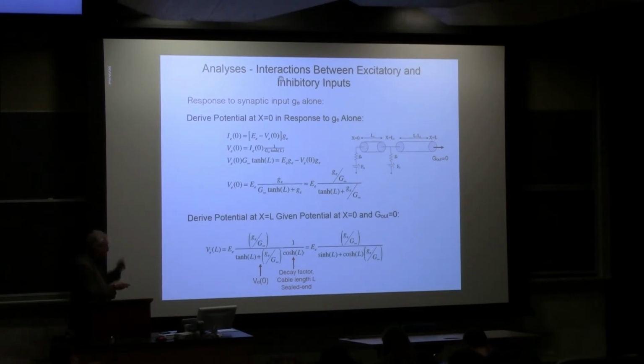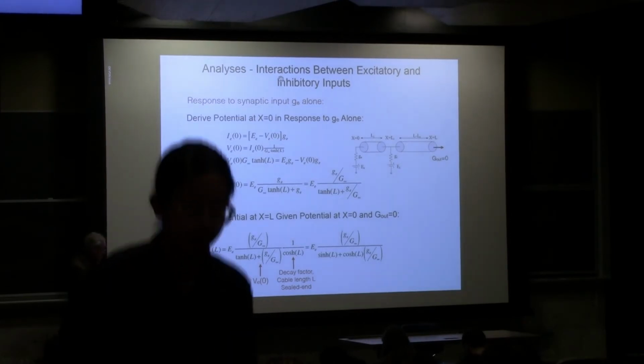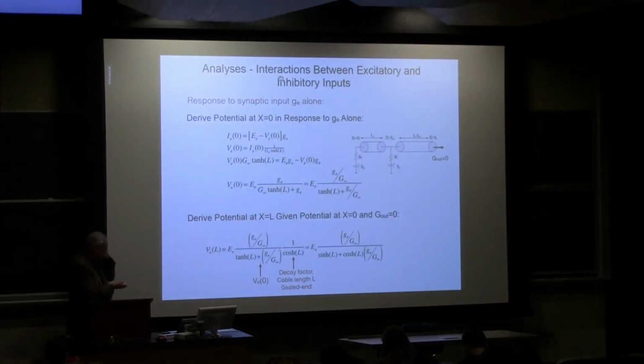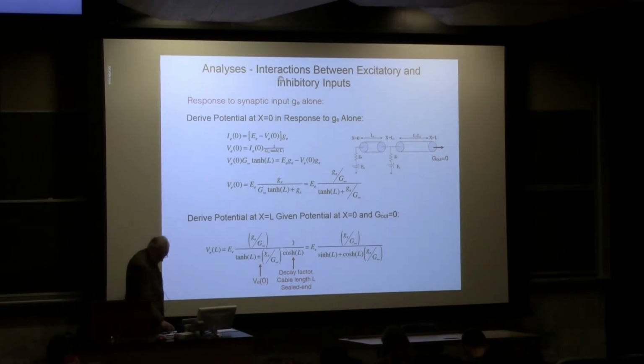We want to ask the question, when we make this synaptic input non-zero, when that conductance is non-zero, how does it attenuate, how does it reduce this voltage? When we deliver both excitatory and inhibitory input, how is the voltage at the end of the cable at the soma reduced relative to this voltage? Okay, and we'll refer to that reduction as the attenuation factor.